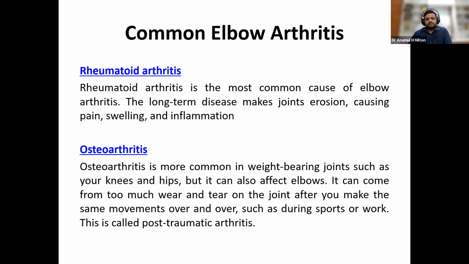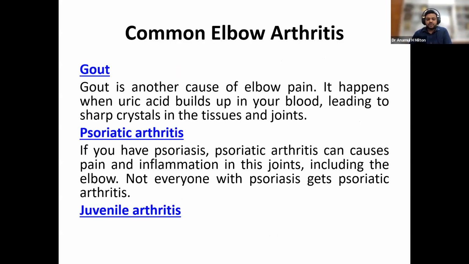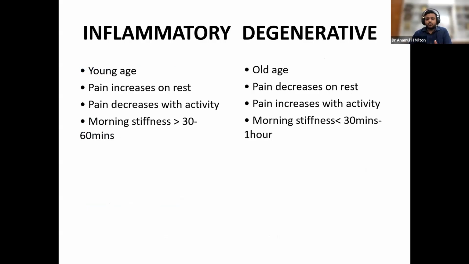So already I have given you the topics, like rheumatoid arthritis and osteoarthritis, gout, psoriatic arthritis and juvenile arthritis. These may most commonly affect the elbow. So how can we differentiate inflammatory arthritis from degenerative arthritis?